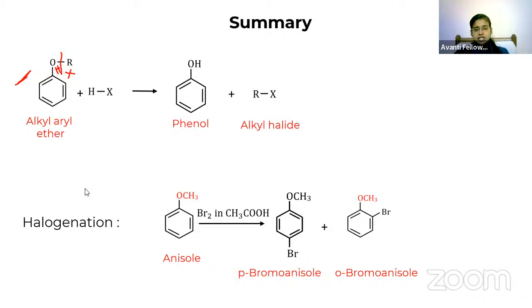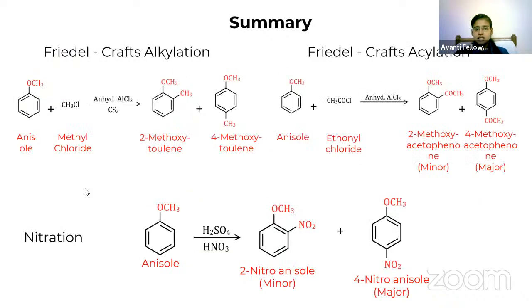So bond breakage will happen here and HX has to get added like this. Then the second reaction is halogenation. The first one is bromination. The second is Friedel-Crafts alkylation. Here Friedel-Crafts acylation and here nitration. You just have to keep in mind the electrophilic reagent mixtures, and the electrophile that is getting generated. Rest all others are easy. Everything remains the same for all the electrophilic substitution reactions. So with this, we are closing this lesson.